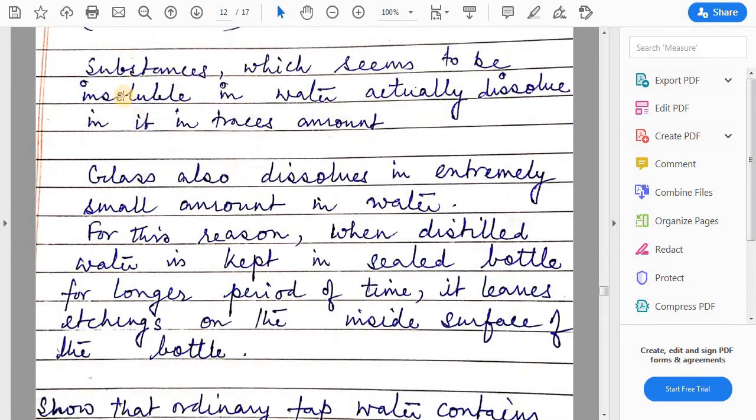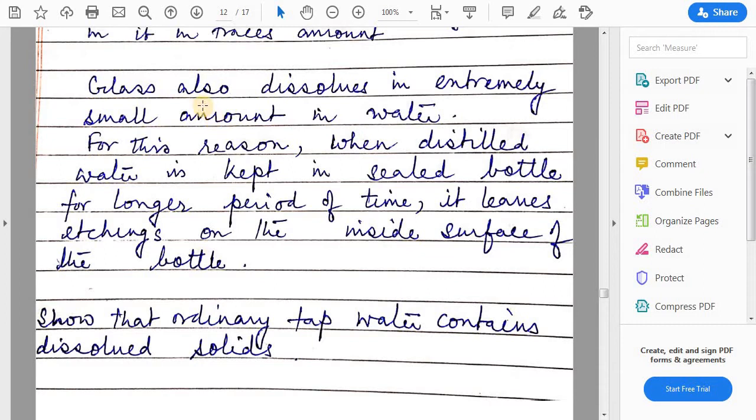Now, substances which seem to be insoluble in water actually dissolve in it in trace amounts. If you see glass, this also dissolves in an extremely small amount in water. So, when distilled water is kept in a glass bottle for a longer period of time, it leaves etchings on the inside surface of the bottle.